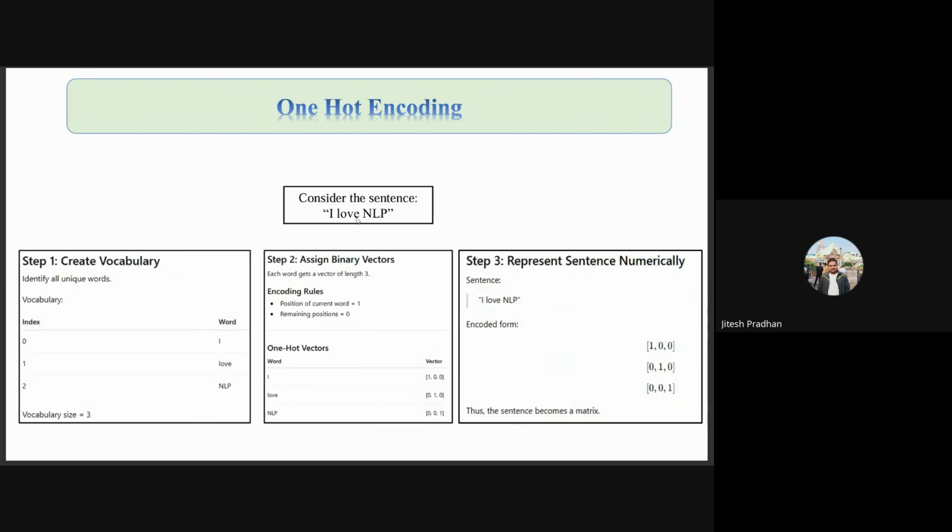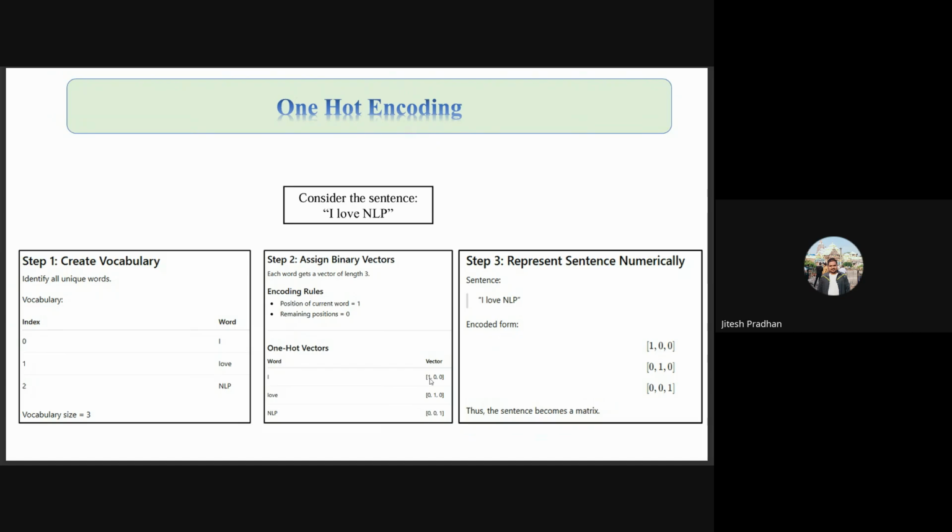Consider the sentence, I love NLP. Now create a vocabulary. I have three words, I, love, NLP, so the vocabulary size is 3 in this case. Now assign a binary vector. We have 3 positions, so we need 3 binary positions. Look here, it is the first position, index is 0, so position 0 is 1. So we have represented 1 0 0.